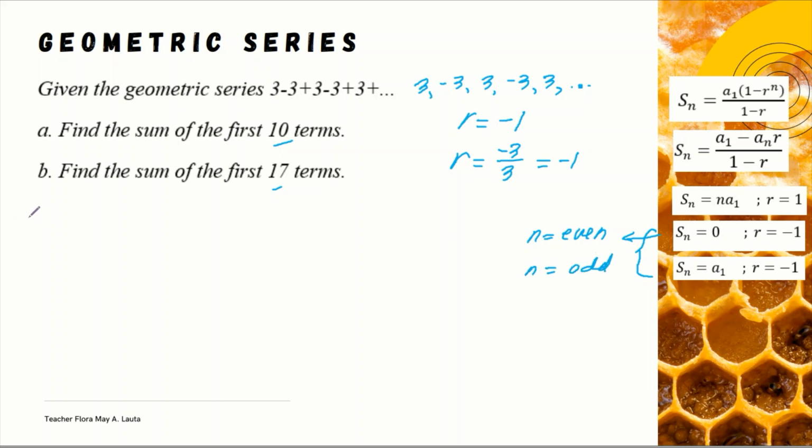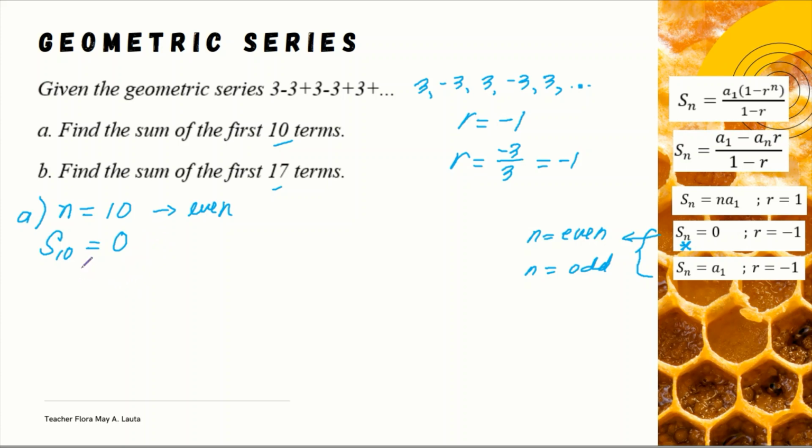Okay, so let's try to solve this. Letter A, find the sum of the first 10 terms. So we know that our n here is 10, right? And 10, is it odd or even? Right, so it is even. So therefore, we are going to use this. So S sub 10 is equal to 0.